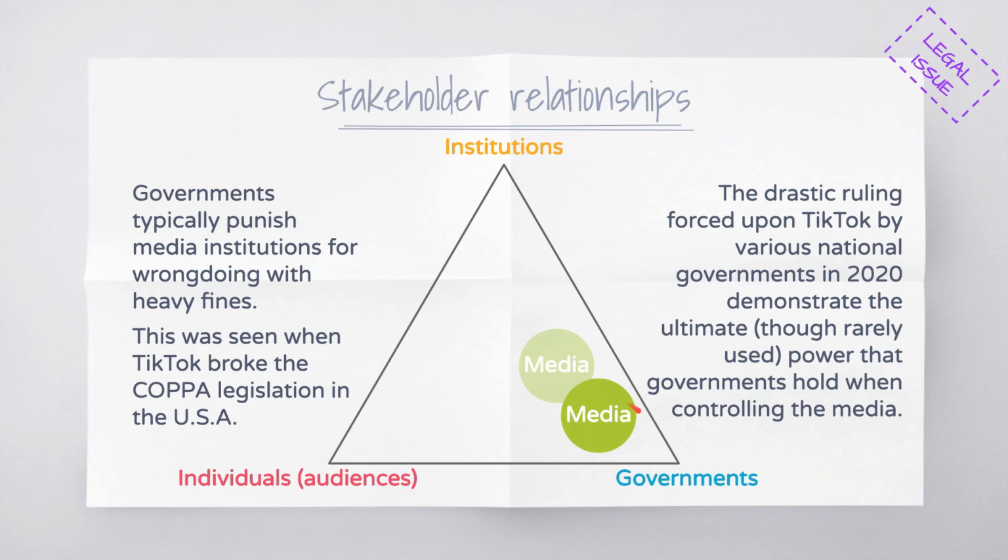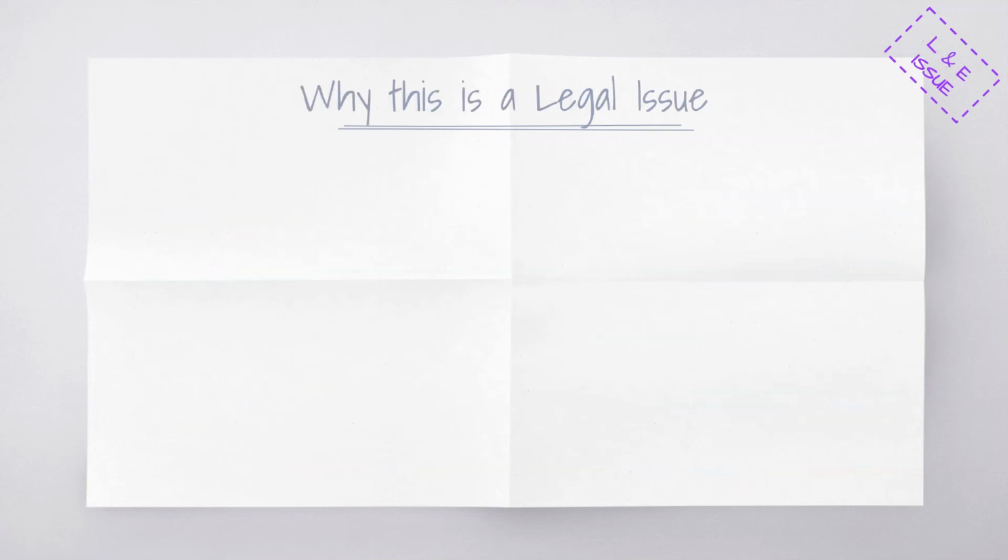However, the second case study highlights that the drastic ruling forced upon TikTok by various national governments such as India and the US demonstrates the ultimate power that governments hold when controlling the media. In this unit, we've mainly focused on the relationship between individuals and institutions and how in contemporary media there is a real wrestling for control between them. However, this highlights that the government can ultimately step in and completely ban media institutions from operating and connecting with users at all.